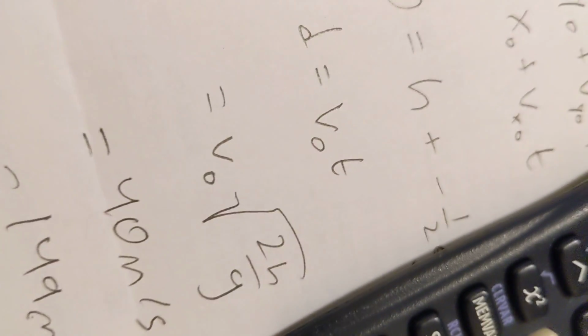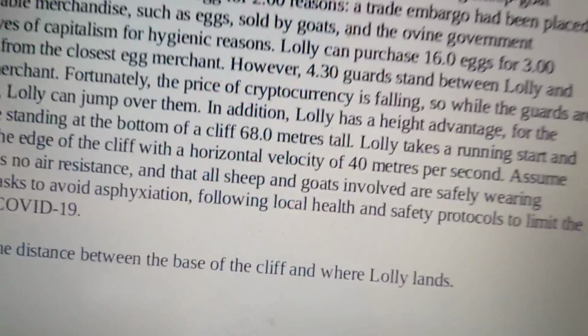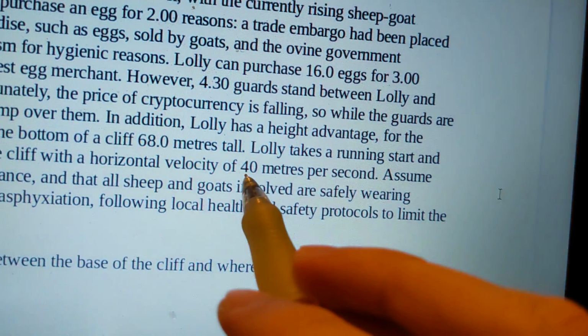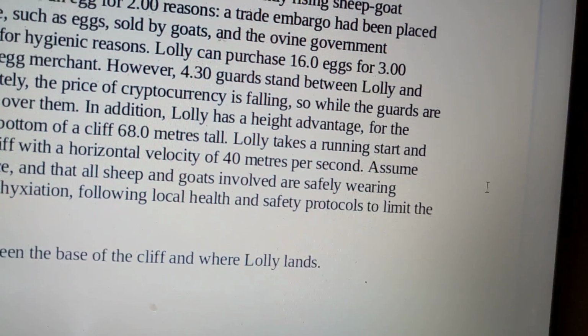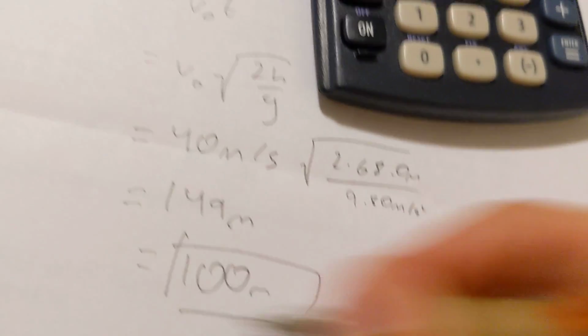That makes sense. But then the third S stands for SIG FIGS, and annoyingly, like all physics teachers, they only gave one sig fig for 40. So this answer only has one sig fig as well. And does it make sense? I guess so.